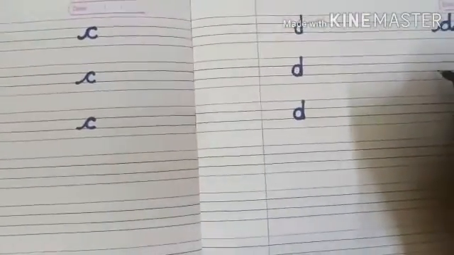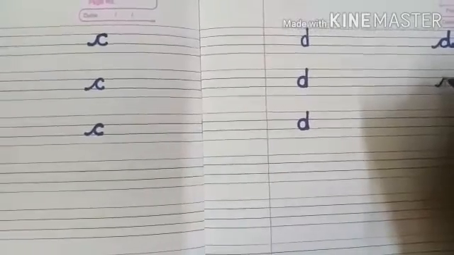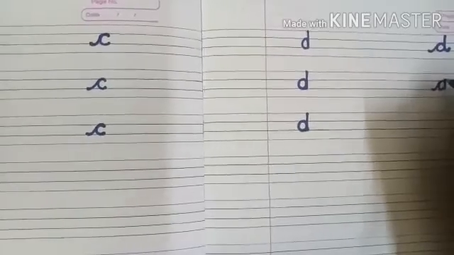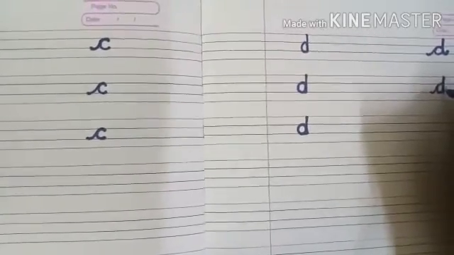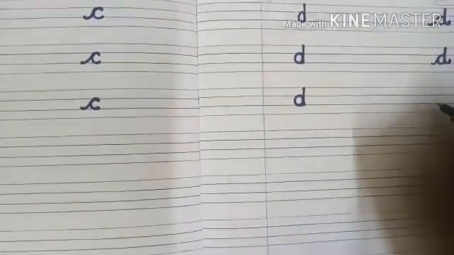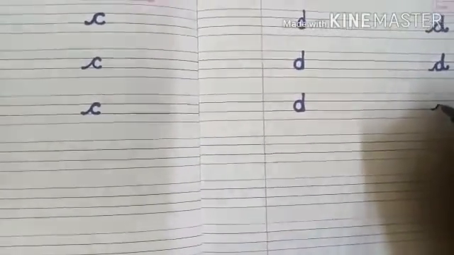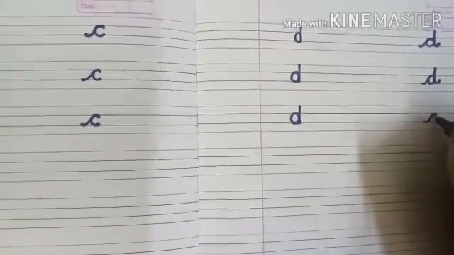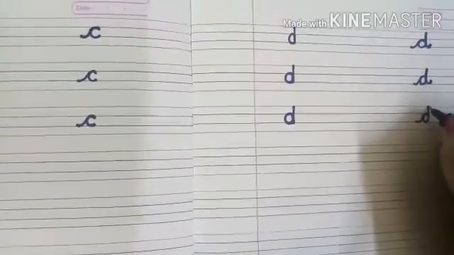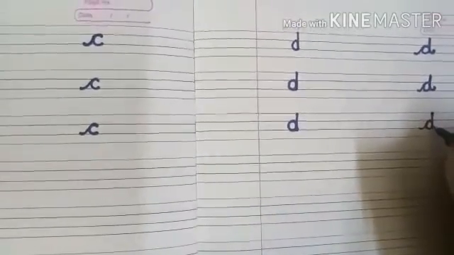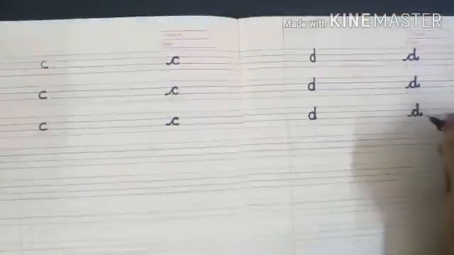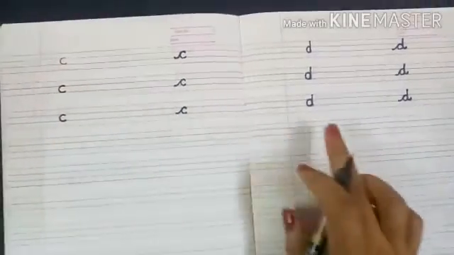Again, keep your pencil on the third line, draw the curve wave stroke. Again, left curve, join that curve, go up, come down till the third line and make the small curve at the bottom. Again, keep your pencil on the third line, make a curve wave stroke, draw the left curve, join that curve, go up till the first line, come down toward the third line and make the small curve at the bottom. So, dear children, this is all about the C and D.